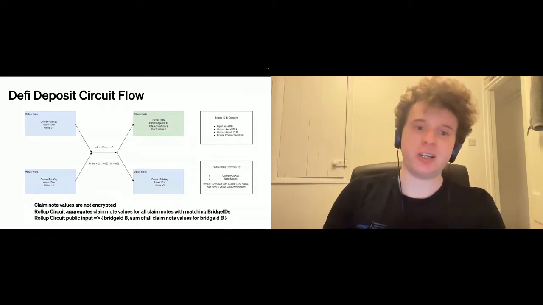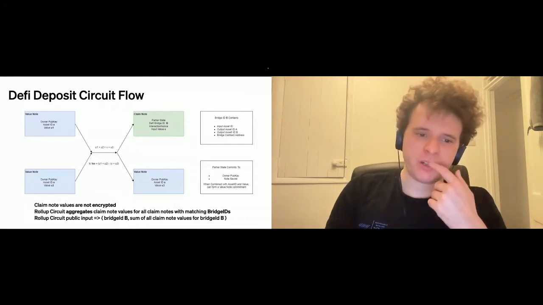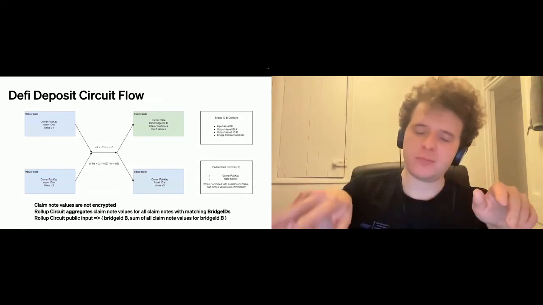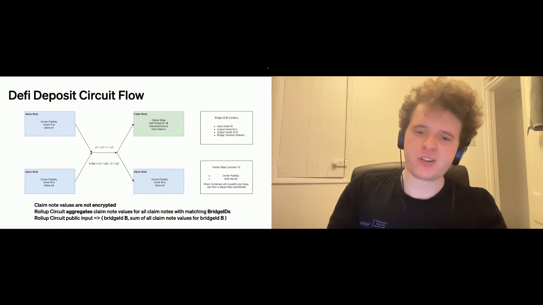So anyway, those are claim notes. That's our DeFi deposit flow. The rollup circuit will then aggregate all these claim note values together per bridge ID, and that's what gets spat out as public inputs.